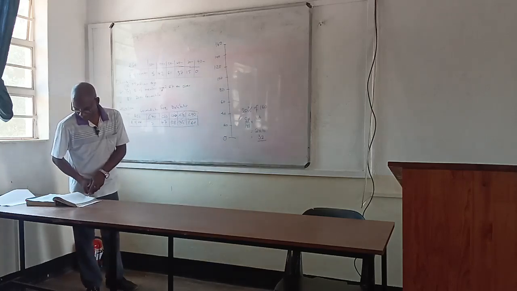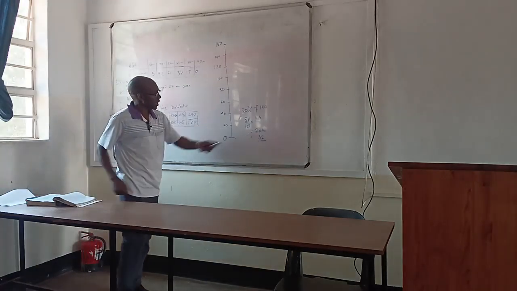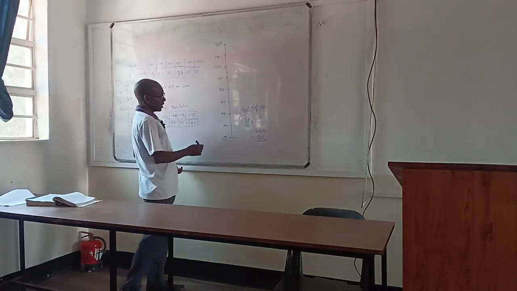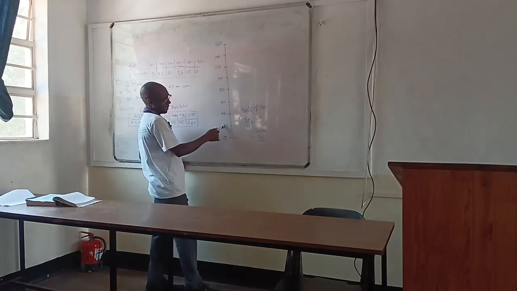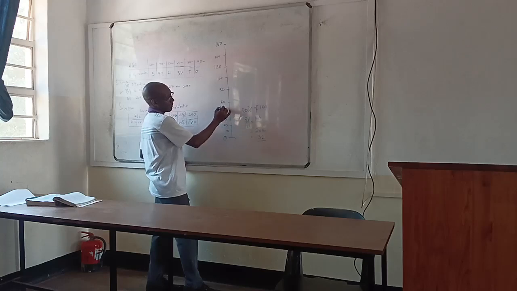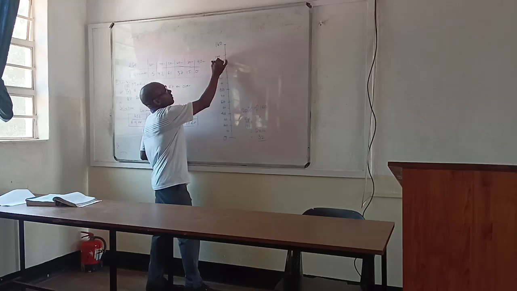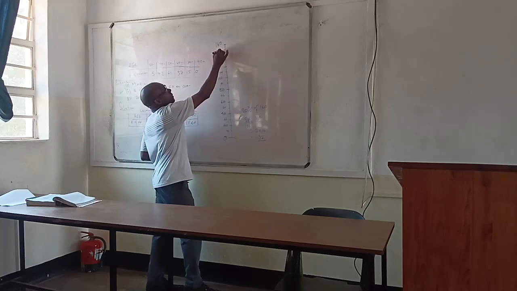Then the issue is, where is that 32? Between 20 and here, which is going to be what? 10. Here, 30. Here, 50. Here, 70. Here, 90. Here, 110. Here, 130. Here, 150.